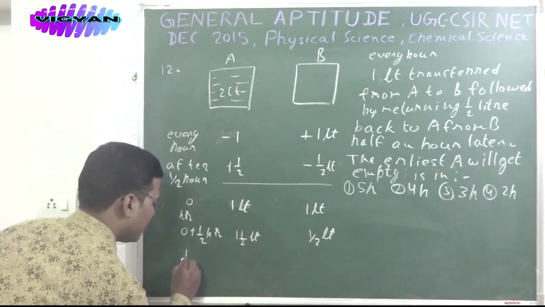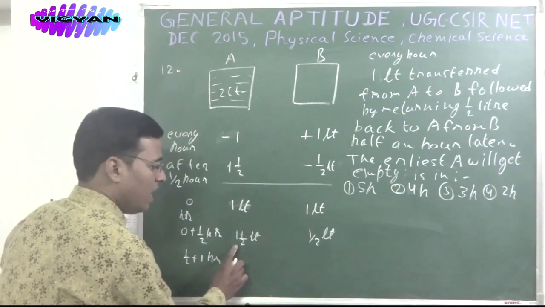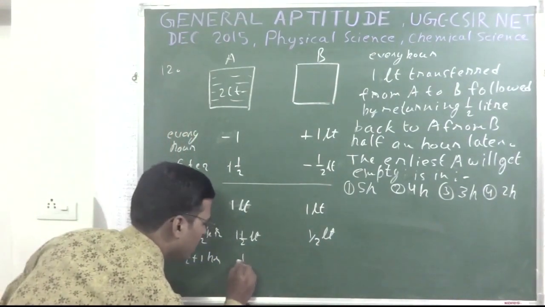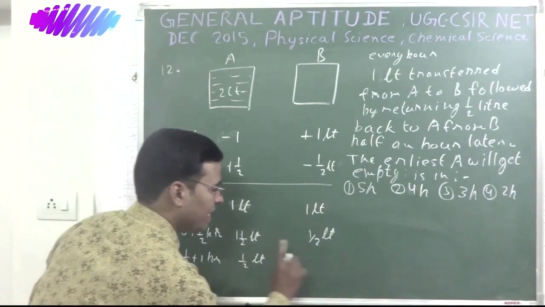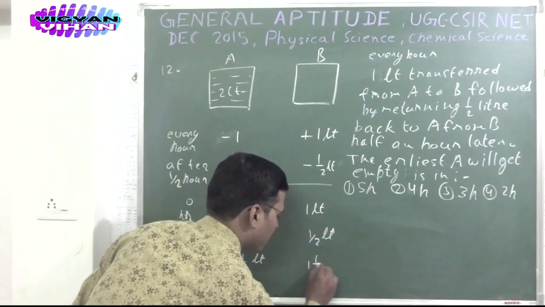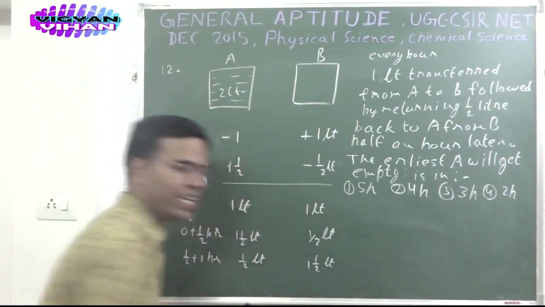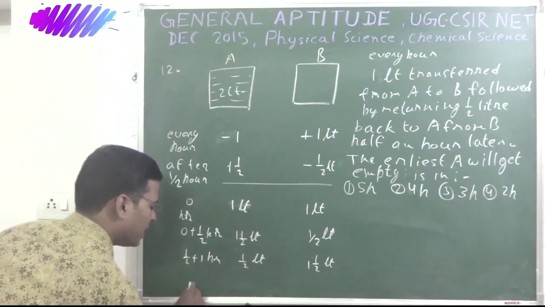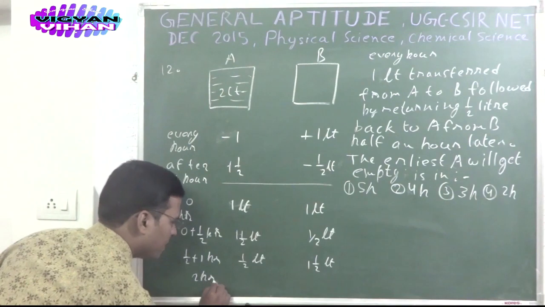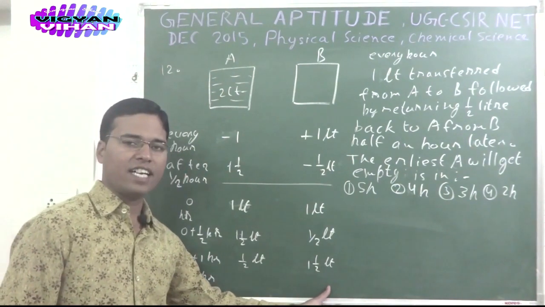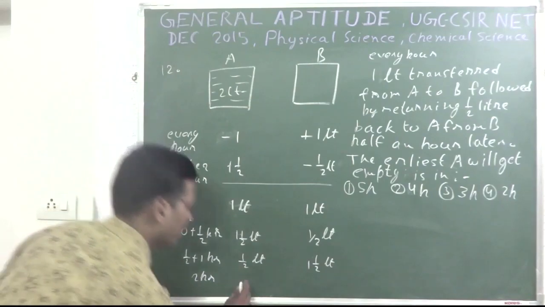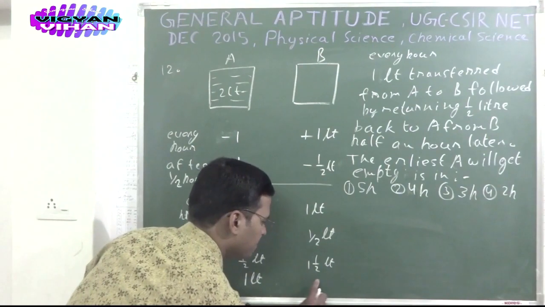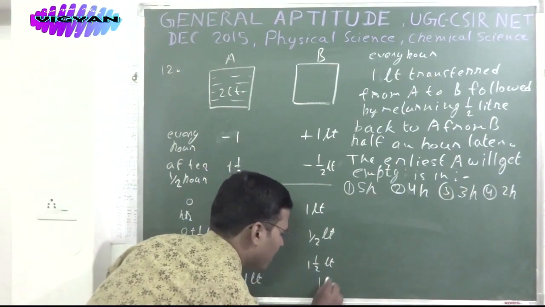After 1 hour, that means half plus 1 hour, 1 liter of water is transferred now to B. Then half liter of water plus 1 liter additional water in B, then 1 by 2 liter of water remains in A. After half hour, that is 1.5 plus half hour, that means 2 hours, half liter of water is transferred from B to A. Then here again it is 1 liter of water. Then here the remaining water is 1 liter.